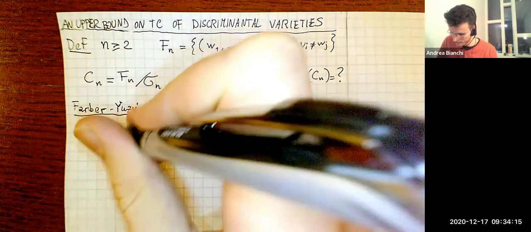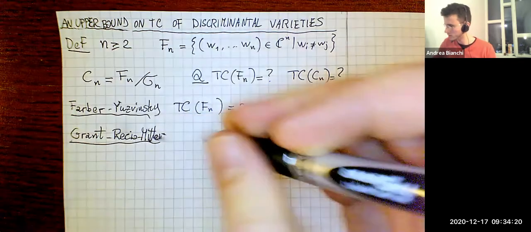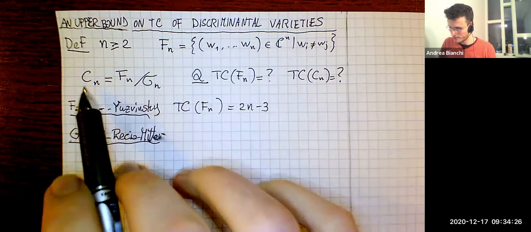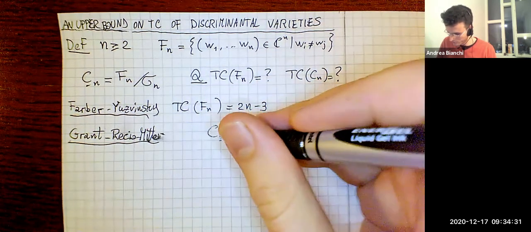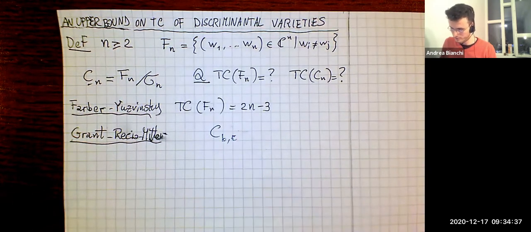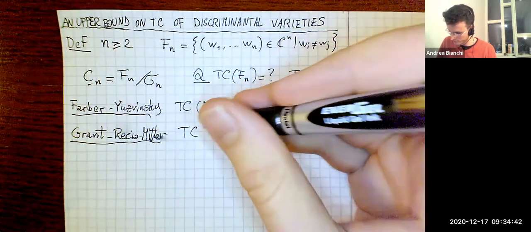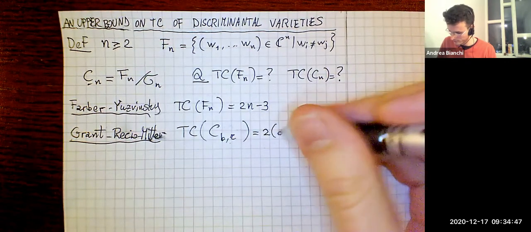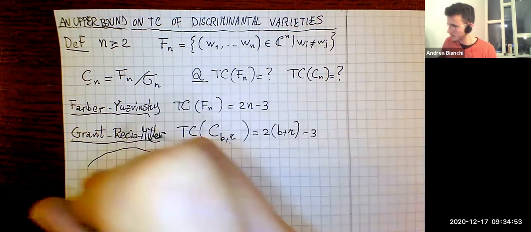Then there is a result by Grant and Recio-Mitter, who consider some space which is halfway between Cn and Fn. This is the configuration space of collections of points of two colors. They compute TC of this space, and it turns out it is equal to twice the total number of points minus 3 as well. Let me make a picture to explain what space this is.